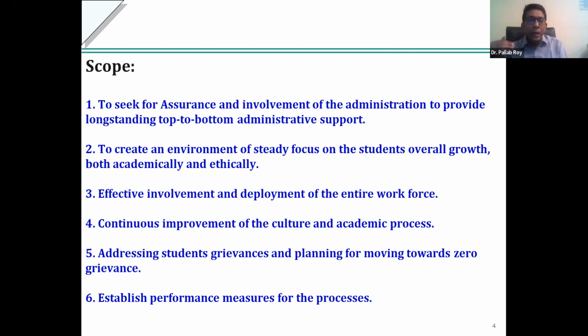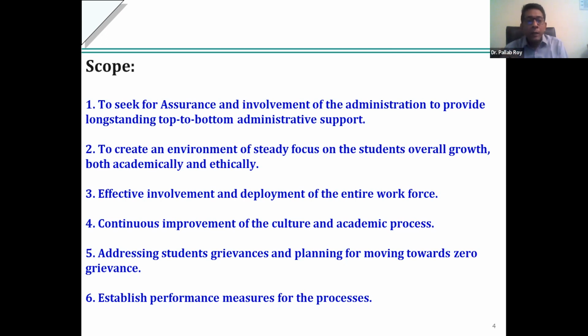Now, improvement can never be a short-term process. It should be continued forever. So that is the next scope. And fifth is addressing the students' grievances and planning for moving towards zero grievance status. It may take time, but we need to know where the shoe actually pinches. So addressing the students' grievances was another thing that I kept in mind while deciding about this project.